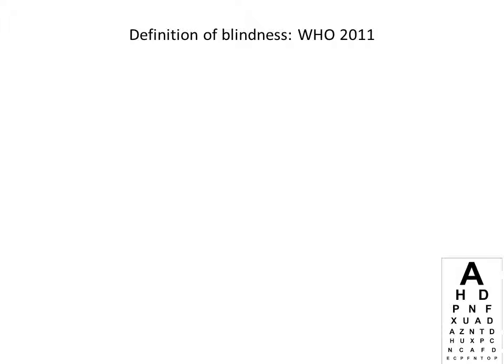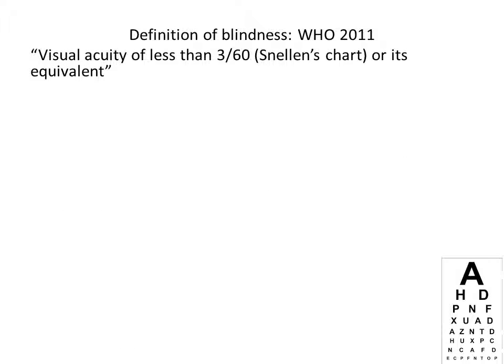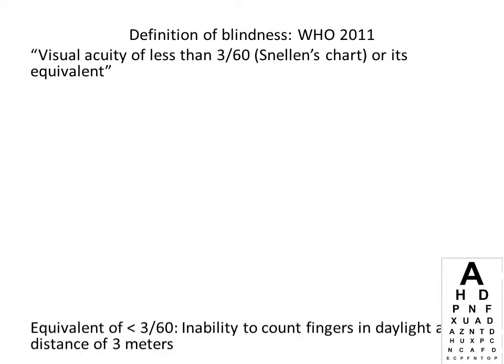Definition of blindness. WHO defines blindness as a visual acuity of less than 3 by 60 as assessed by the Snellen's chart, or its equivalent. What is the equivalent of less than 3 by 60?